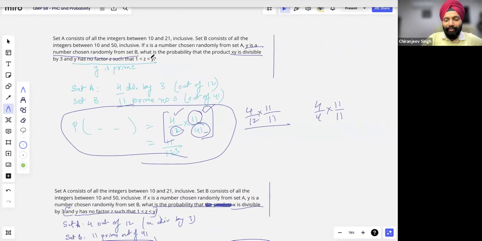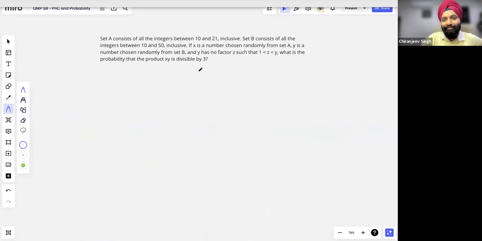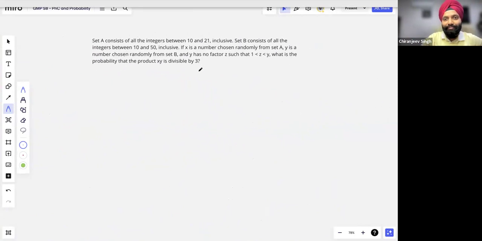So let's now talk about another variation that might confuse you more or that might help you understand more. Again, you need to share your answer in the chat window.